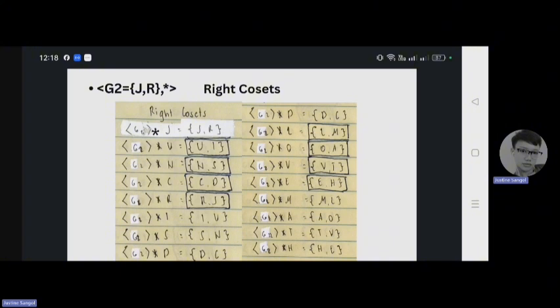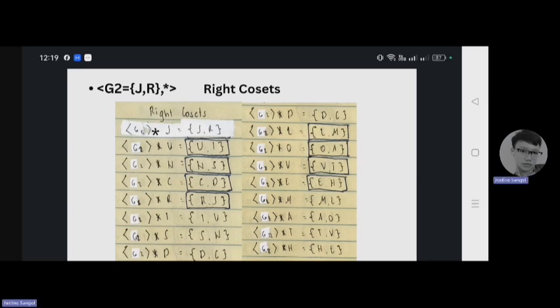J star J is equal to J, J star R is equal to R, and J star U is equal to U. R star U is equal to I, and J star N is equal to N, R star N is equal to S, J star C is equal to C, R star C is equal to D, and J star R is equal to R, R star R is equal to J. Next is J star I is equal to I, and R star I is equal to U, and J star S is equal to S, R star S is equal to N.